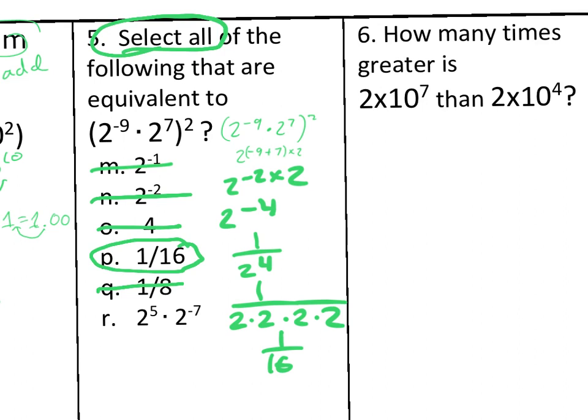Now, last one, R. You just work that one out and see if it happens to work out. So you got 2 to the 5 minus 7. Well, last time I checked, 2 to the 5 minus 7 is 2 to the negative 2, which was the same thing as N, which also did not work. In this particular problem, P is the only one that works for that reason.